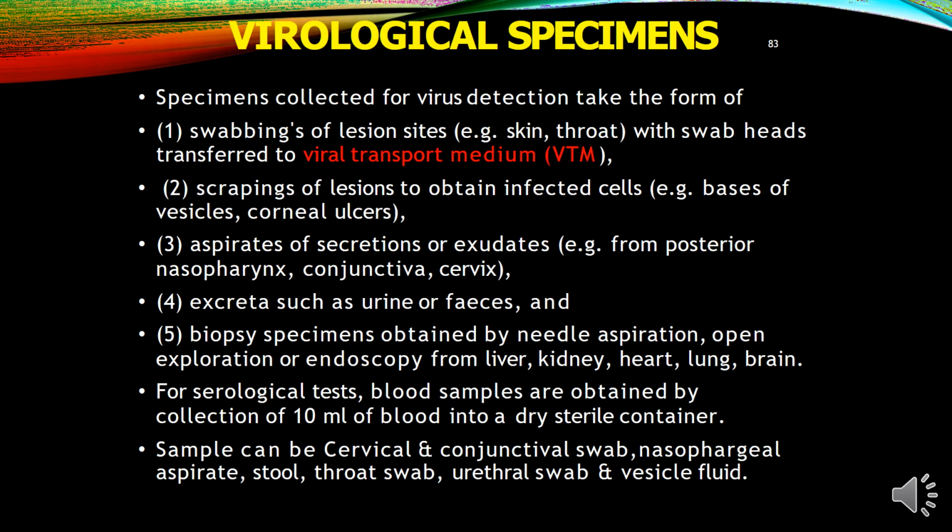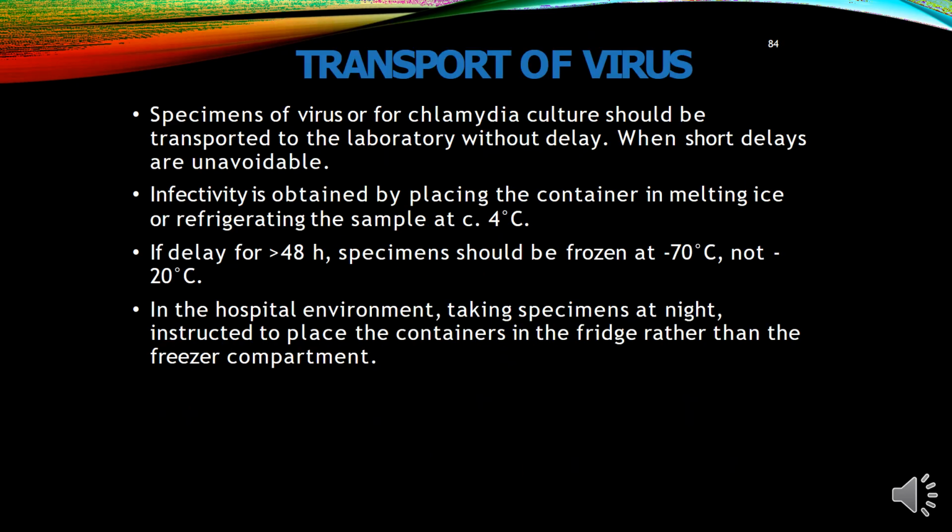Sample collection for the viruses can be taken in several forms using swabs, scrapings, aspirates, excreta, biopsy specimens, and for cytological examination, blood sample is obtained. Samples can be from the cervical or conjunctival swab, nasopharyngeal aspirates, stool, throat swab, urethral swabs, and vesicle.